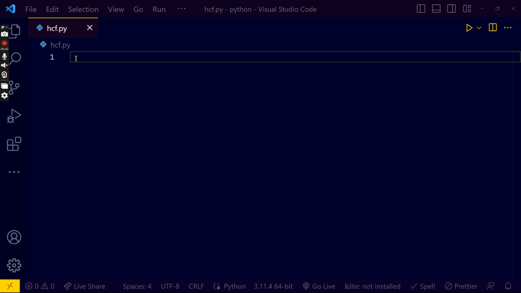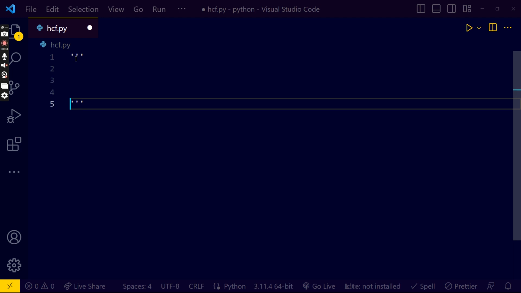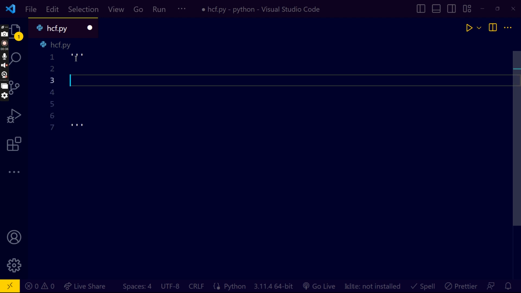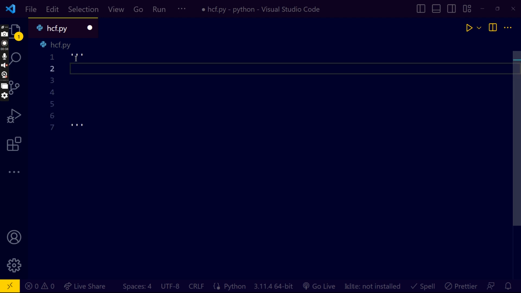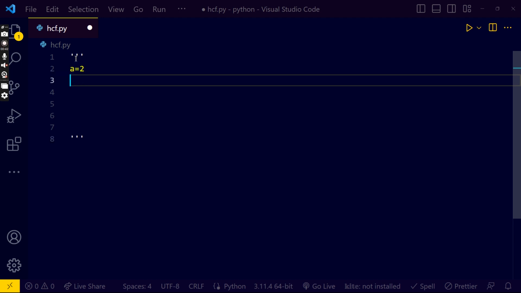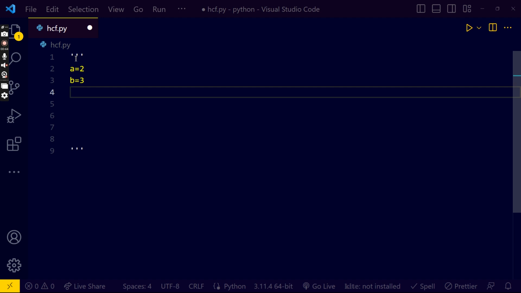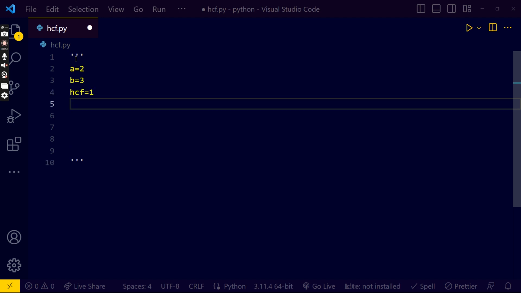See, you know the HCF of two numbers. I'm taking two numbers, like A equals 2, B equals 3. What is the HCF? HCF is 1. Now, what is the LCM? LCM equals how much? 6, right?